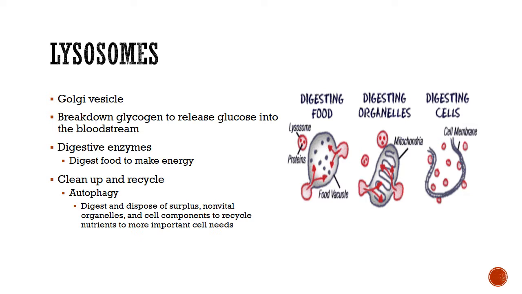Lysosomes are a specialized Golgi vesicle which break down glycogen to release glucose into the bloodstream. They're also digestive enzymes. They digest food to make energy, and they clean up and recycle in a process known as autophagy, which digests and disposes of surplus, non-vital organelles and cell components to recycle those nutrients to more important cell needs.